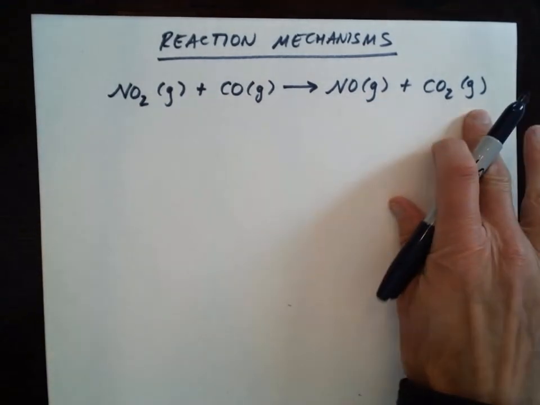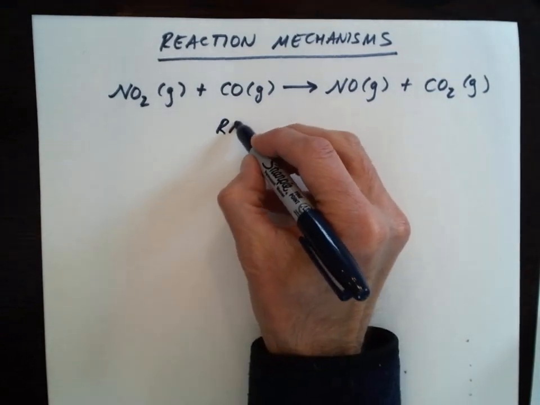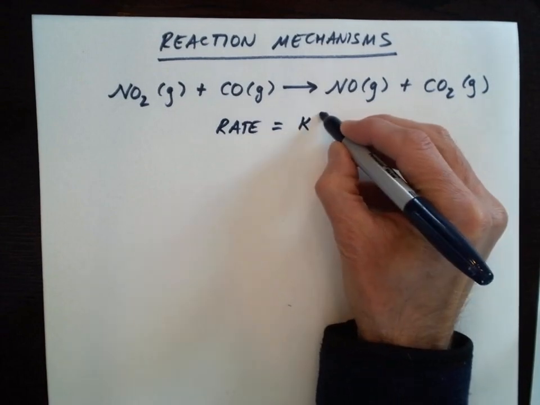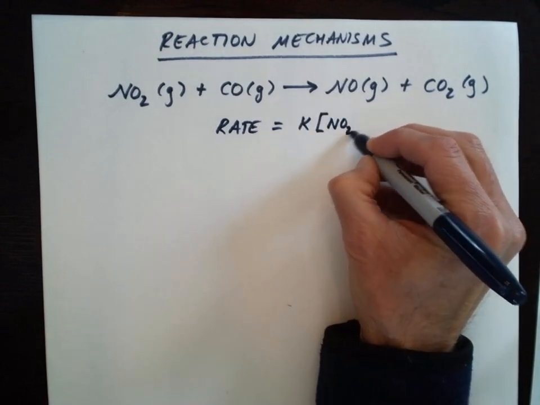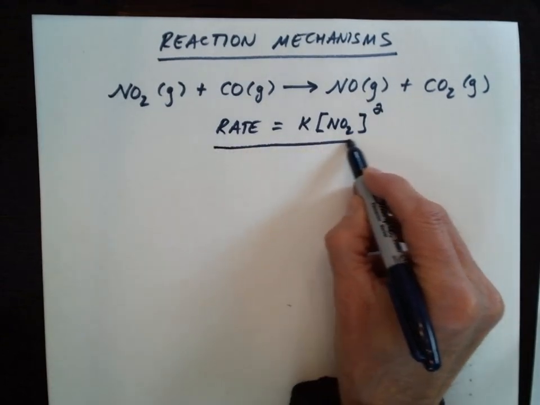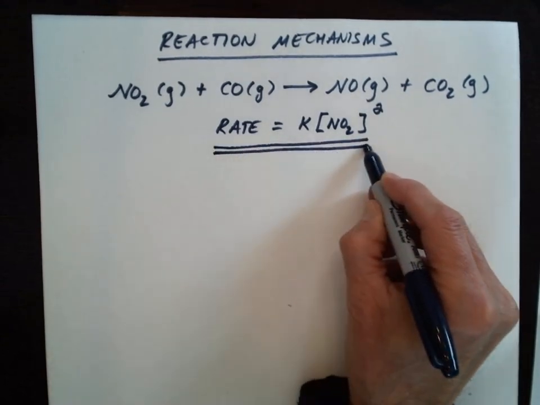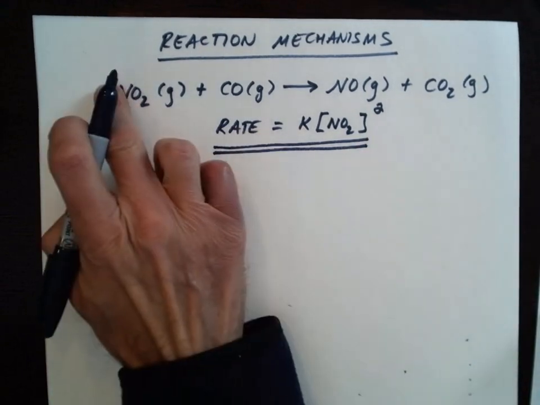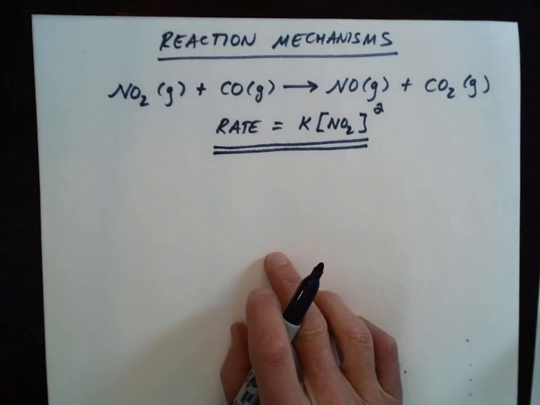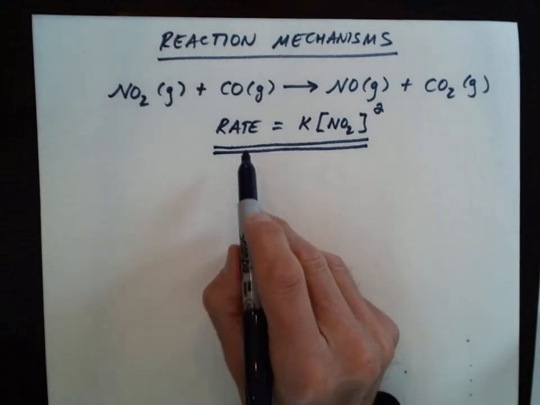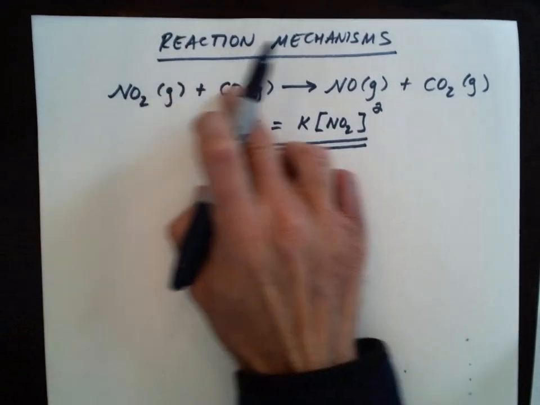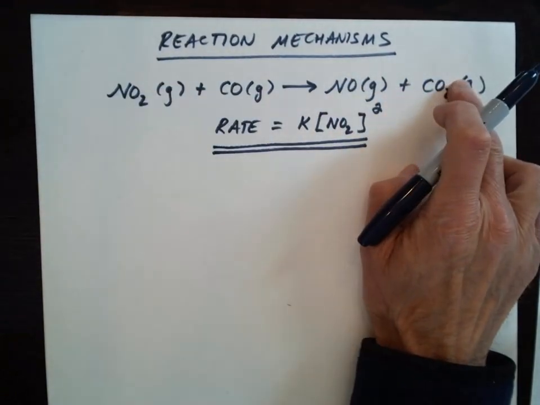And let's say the rate law for this equation has been measured, and it's found that the rate is the rate constant k times the concentration of NO2 squared. And it's key for us to understand that the rate law must be determined experimentally. It cannot be found from the overall reaction stoichiometry. Now, what's interesting is this rate law gives us clues into what is actually happening in the chemical reaction itself.